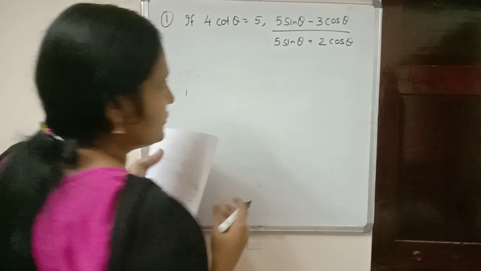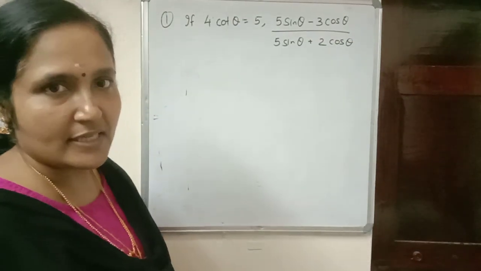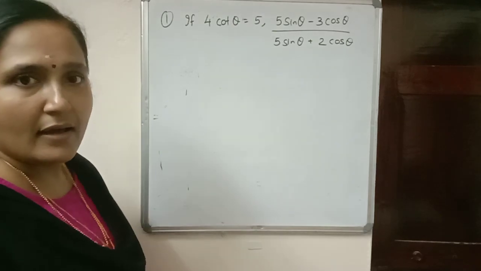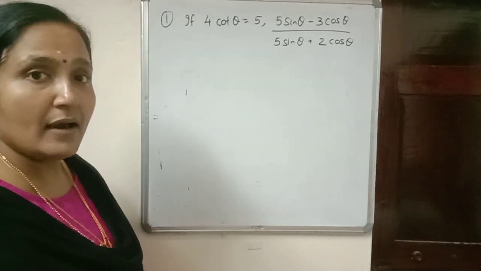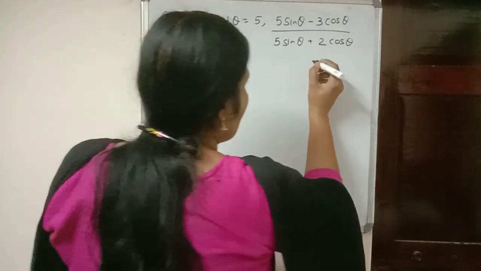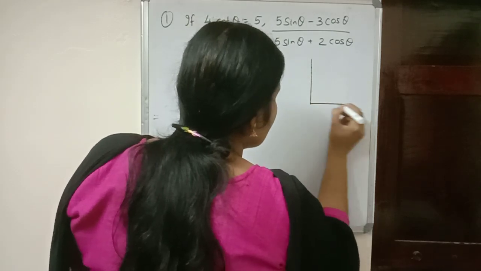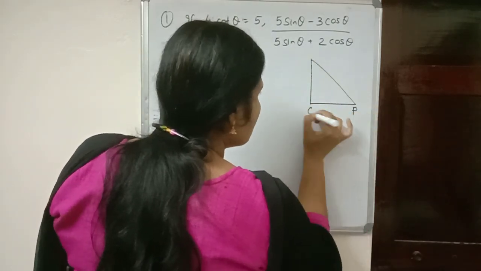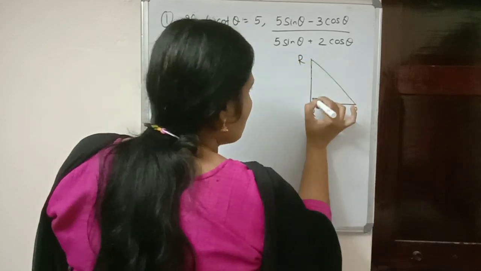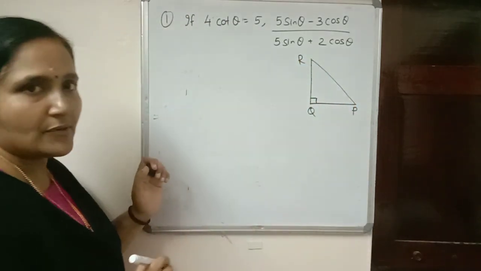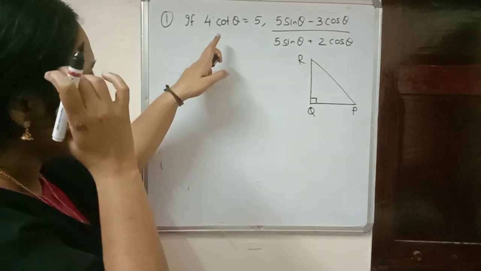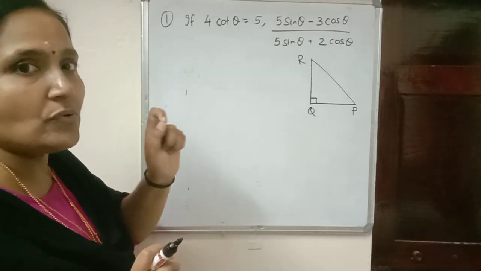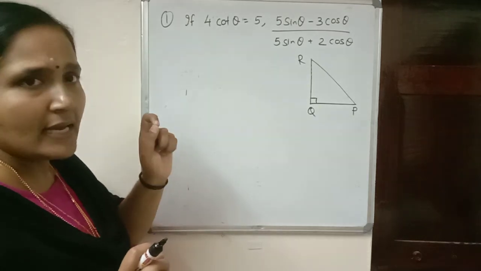So in this question, the triangle is not mentioned. So it depends on us. Any triangle we can have, but it should be a right triangle. Naming depends on you. So for a change, I am giving the name as PQR. Suppose we have a triangle PQR with angle Q equal to 90 degrees, and here they wrote theta. The acute angle we have to name as theta.